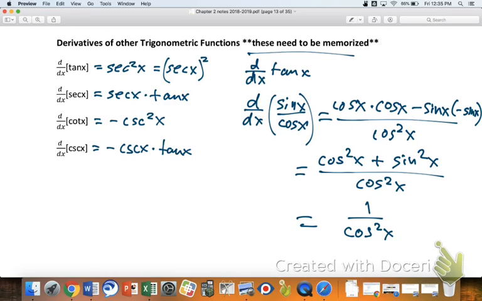What's the reciprocal of cosine? Secant. So this is equal to secant squared. Hey, it's the thing we were looking for in the beginning. So you could similarly prove the other three if you wanted to. I'll leave that up to you if you feel so inclined.